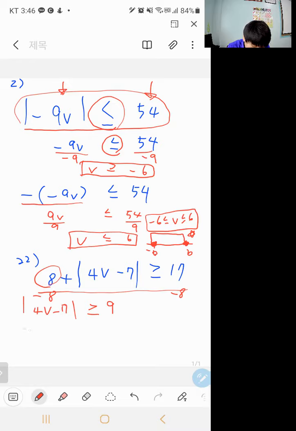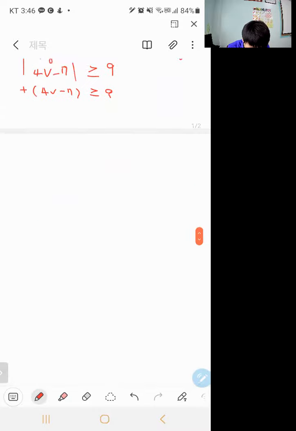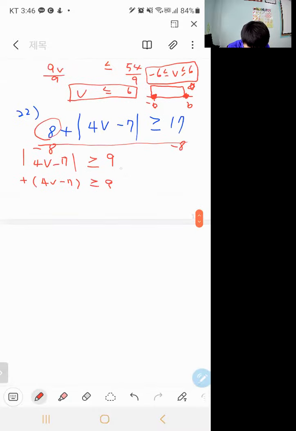So it's going to be plus (4v minus 7). Make sure you put them in parentheses. And then minus (4v minus 7) is greater than or equal to 9. So this one, if I simplify it, let's do it this way. So that's 4v minus 7 greater than or equal to 9. Okay.